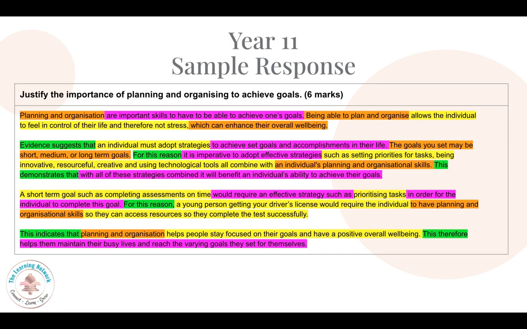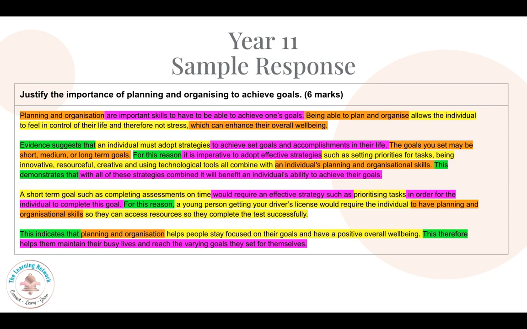A short-term goal, so a particular example, a short-term goal such as completing assessments on time would require an effective strategy such as prioritising tasks in order for the individual to complete this goal. For this reason, again, some evidence, we're backing it up with saying how important it is. For this reason, a young person getting their driver's license would require the individual to have planning and organisational skills so that they can access resources so they complete the test successfully. Okay, so backing up our answer by providing an example.